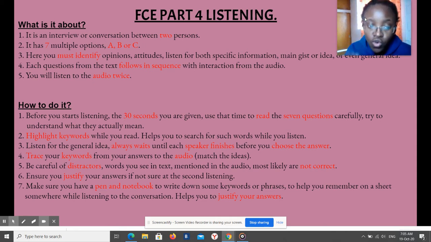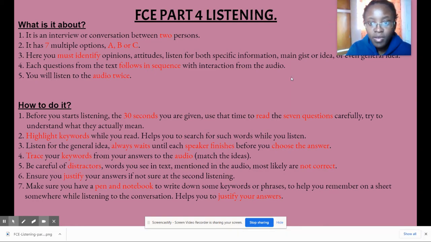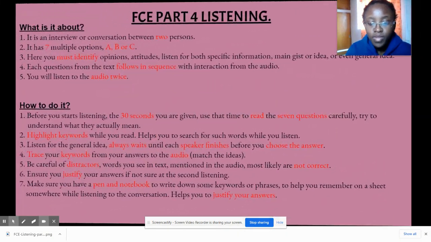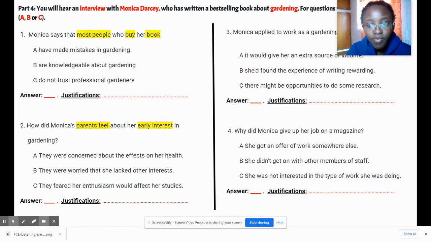Number 6, ensure you justify your answers if you're not sure when you listen the second time. That way you get to justify whether your answers are right or wrong. And now, the most important: have a pen and a paper. That helps you note down very important key points because, as usual, we will always justify our answers. Now, this is an example of what the listening is about.